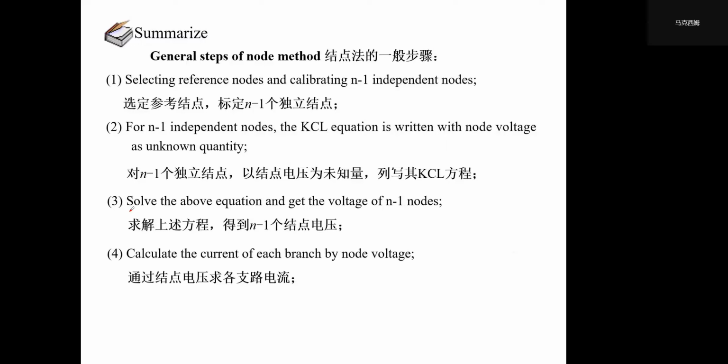And all the other branch currents, we can calculate by using combinations of the node voltages. This is how we do it. And then we can do other analysis.